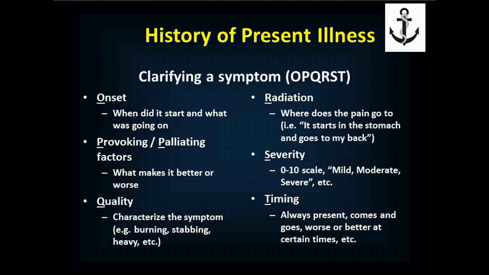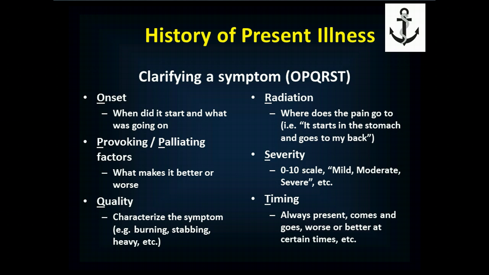When did it start and what were you doing when it started? Provoking and palliating factors. What makes it better? What makes it worse? My chest pain got worse when I climbed the stairs. When I sat down and rested, it got better. What was the quality of it? Was it burning or stabbing or heavy or squeezing? My chest pain is a crushing sensation in the center of my chest. Radiation. Does it go somewhere else? So I had this crushing chest pain in the center of my chest, and it goes to my shoulder, it goes to my jaw. And you may have to ask the patient that. Does it go anywhere else? Up to your shoulder, into your jaw, so that you can get that information.